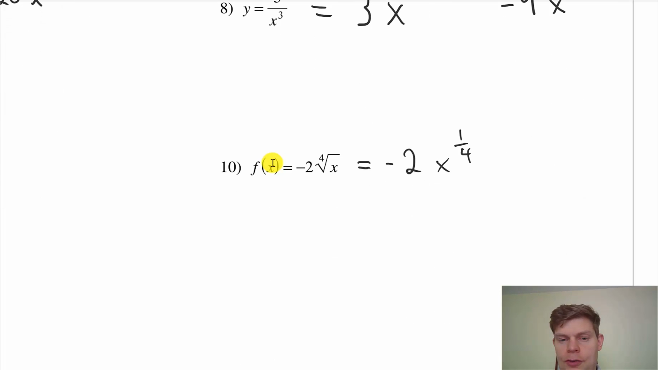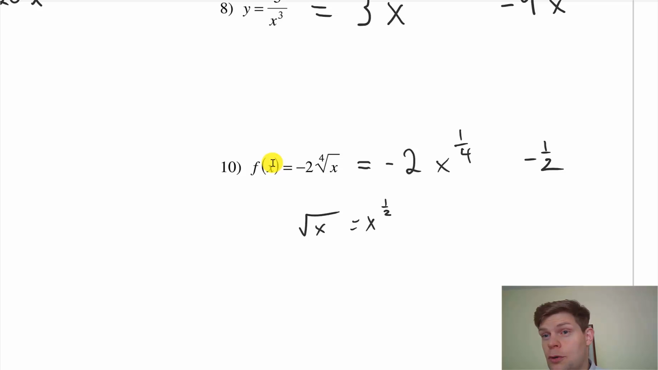This guy, again, if you've got the 4th root, that's x to the power of 1 over 4. If it was a square root, that would be x to the 1/2. If it's a 3rd root, it'd be x to the 1/3. Hopefully you know this. If not, now maybe you do. Anyway, so at that point, you just do business as usual. So our new coefficient is negative 2 times 1 over 4, which is negative 1/2. And then we subtract 1 from our exponent. So 1/4 minus 1 is negative 3 over 4.